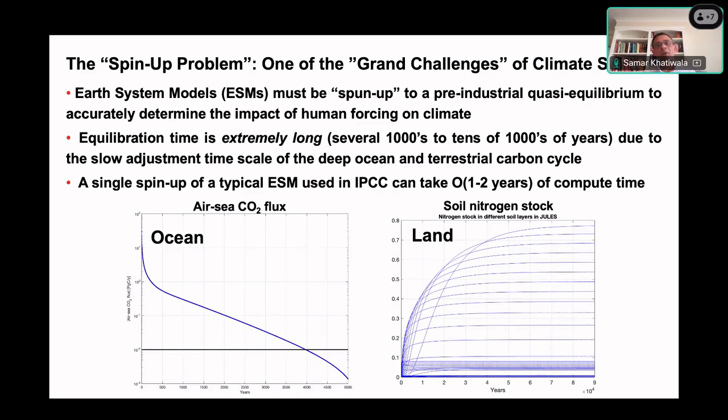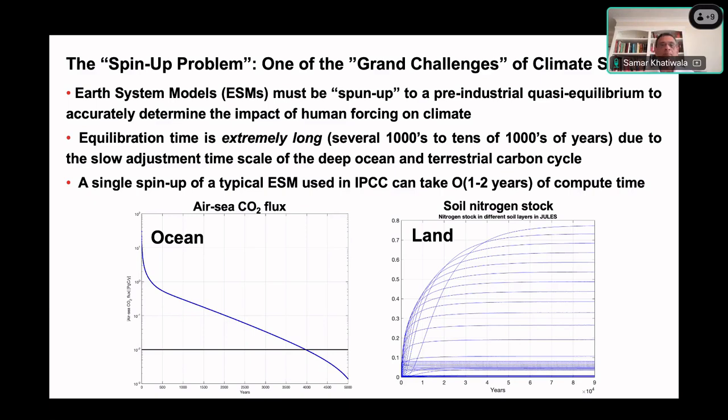So it's a problem because the equilibration time of many components of the Earth system is extremely long, many thousands to tens of thousands of years, primarily because of the deep ocean and the terrestrial carbon cycle. A single spin up in a typical ESM can take several months to almost a year or two of compute time. As an example, I'm showing you the ocean and land from two different models.